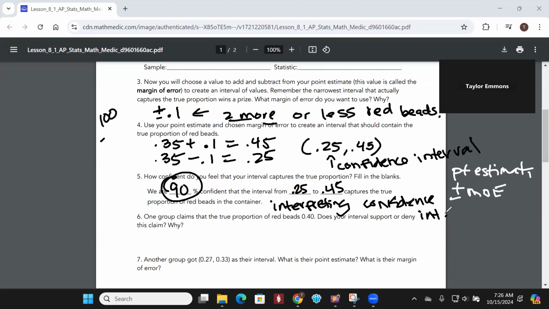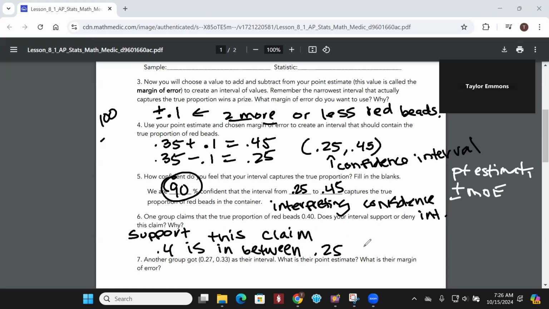Now, one group claims that the true proportion of red beads is 0.4. Does your interval support or deny this claim? Support, right? Why? Because 0.4 is in between 0.25 and 0.45.